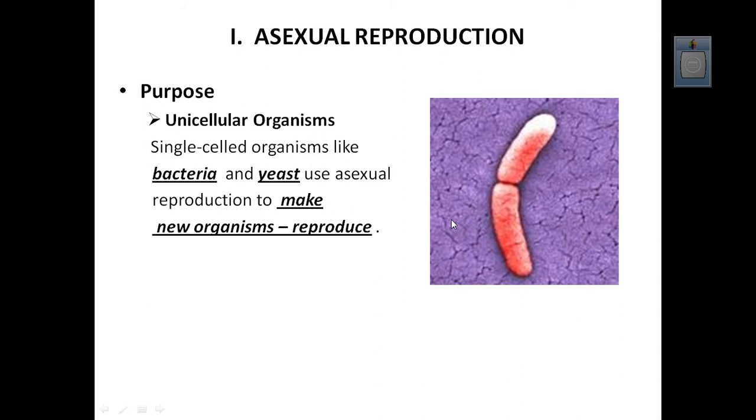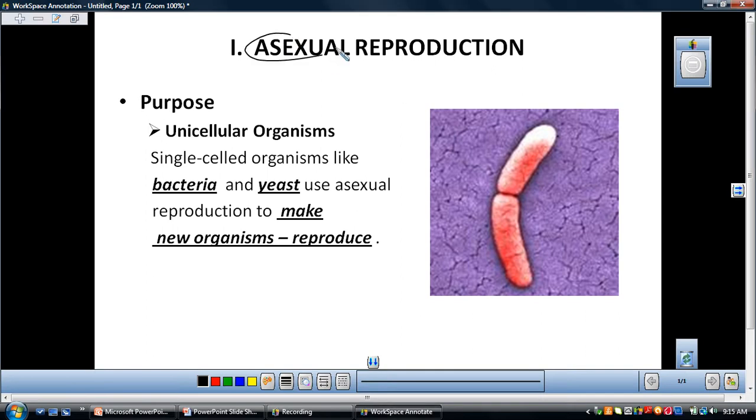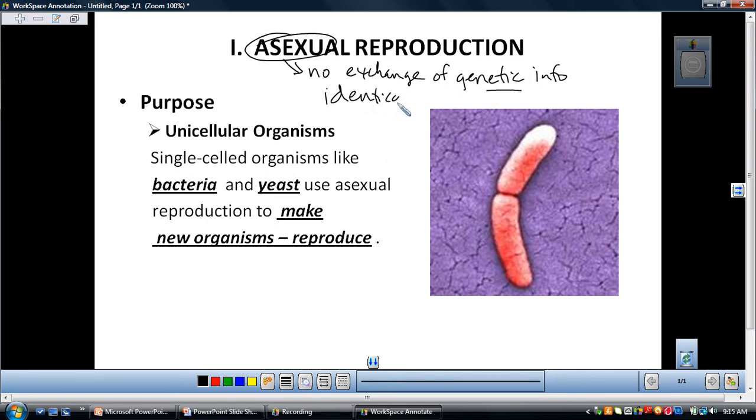This part of it is we're dealing with asexual reproduction. Here we go. All right, so asexual reproduction, you remember we talked about in the beginning of the year, asexual means no exchange of genetic information, or no exchange of DNA. So we're going to end up with identical offspring. No mixing of DNA.